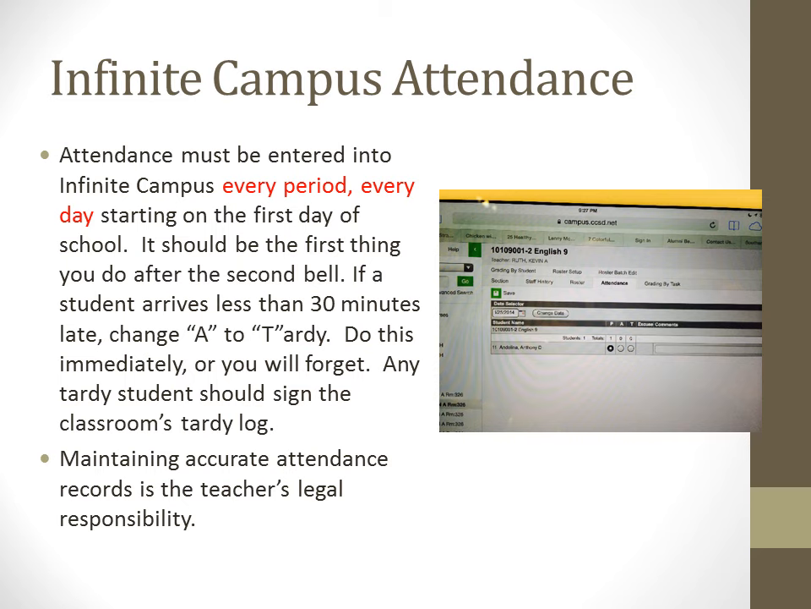However, remember that if they're 30 minutes late, or 30 minutes or less late, that you need to change that absent to tardy and have the kids immediately sign that tardy log. Maintaining accurate attendance record is your responsibility, so just something to keep in mind.